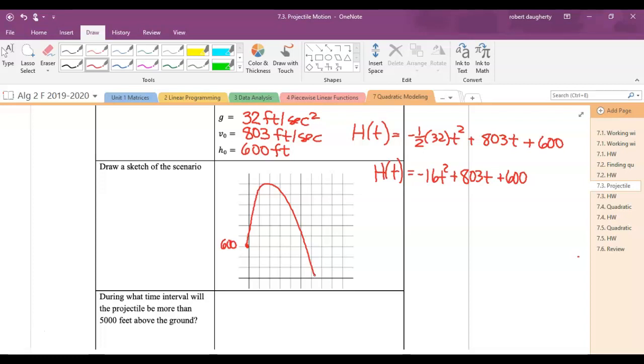During what time interval would the projectile be more than 5,000 feet above the ground? Where is that going to happen on my drawing here? Where's 5,000?